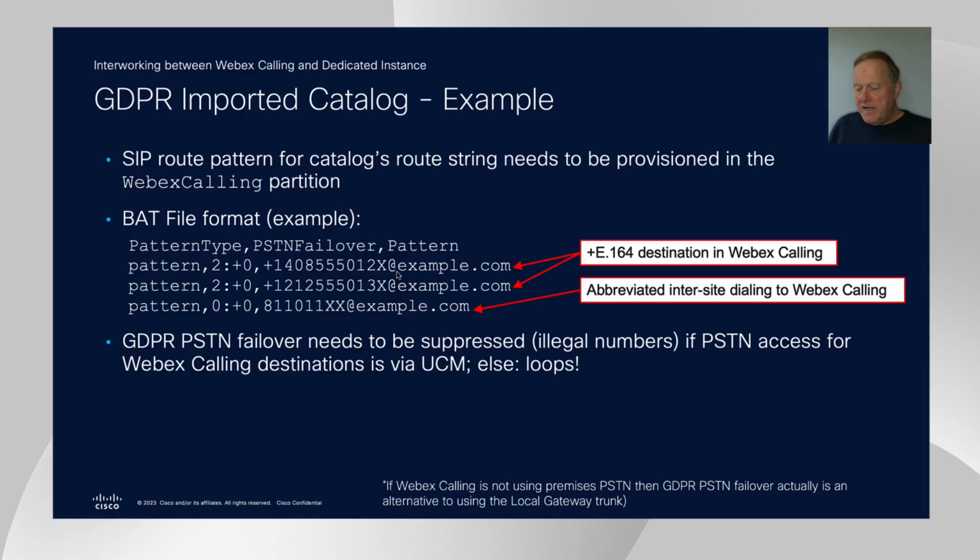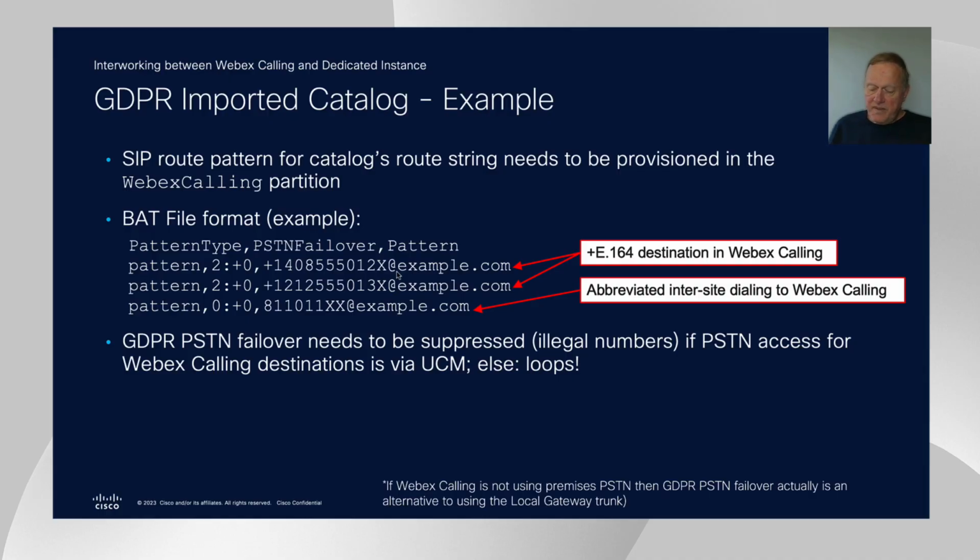Why? So the way GDPR works is as follows. If a GDPR learned destination is dialed, then Communications Manager tries to route the call following the GDPR route. And if that for some reason fails, Communications Manager falls back to a PSTN route and tries to redial that same destination via the PSTN.